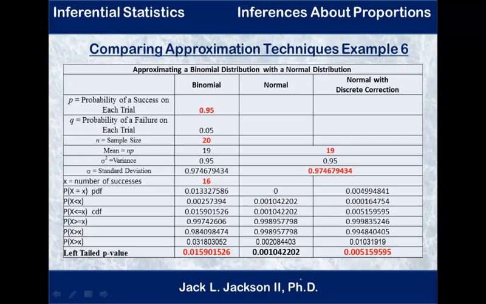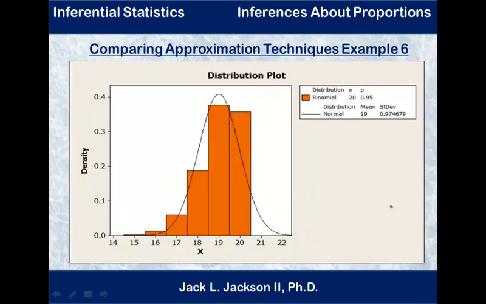And example 6. Now we get a skewed thing here. The sample size is small. Not such a good approximation here necessarily.